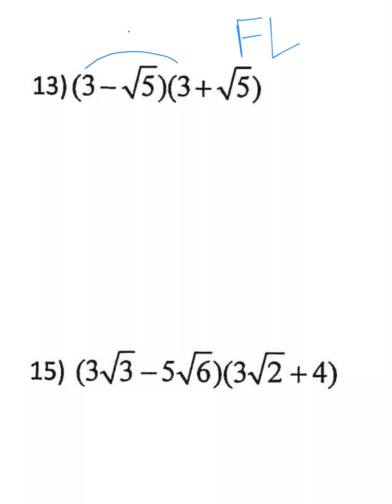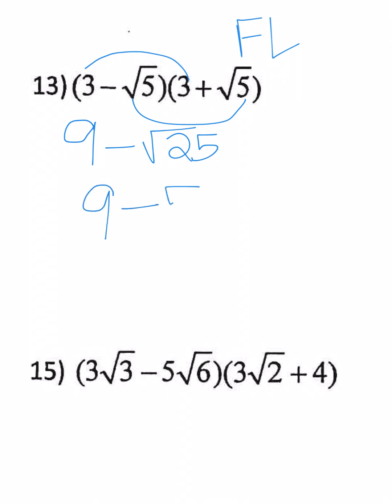So my first terms are going to give me 3 times 3, which is 9. And my last terms, negative radical 5 times positive radical 5, is going to give me a negative radical 25. And I know the square root of 25 is 5, so I'm looking at 9 minus 5, and that's going to give me an answer of 4.